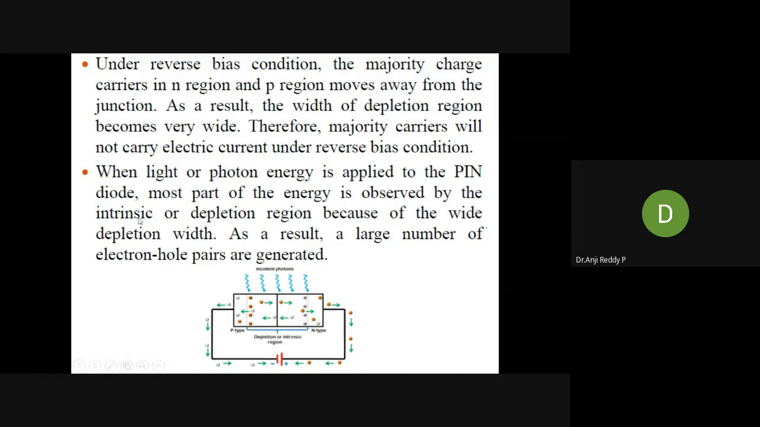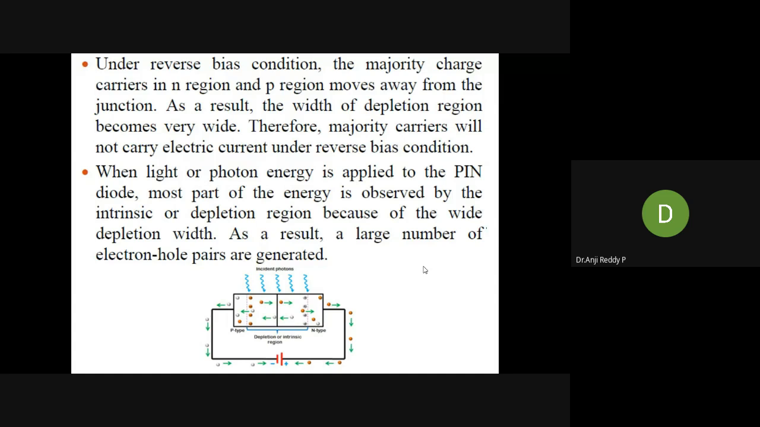Now we will introduce the light. When light or photon energy is applied to the PIN diode, what will happen? Most part of energy is absorbed by the intrinsic or depletion region. Most of the light we incident is absorbed by the intrinsic or depletion region because of the wide depletion width.